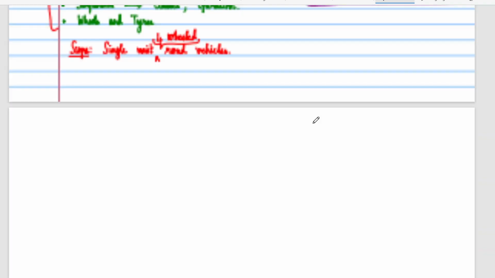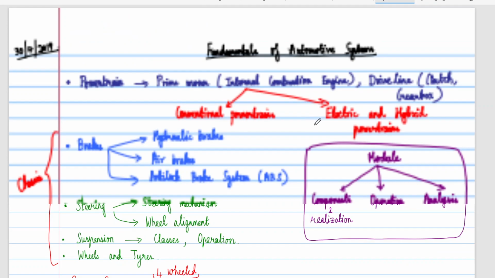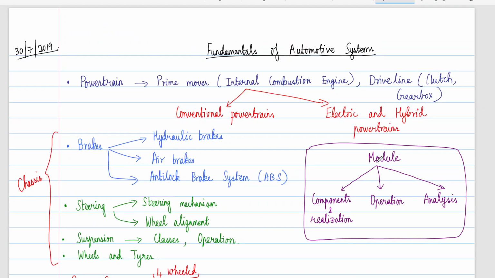So the course structure is as follows. We have a module on powertrain, brakes, steering, suspension, wheels, and tire. And the module is structured in three parts. First is components and realization, then the operating principles or operation, and some level of mathematical analysis. By and large, the questions we are asking will form in all three categories, but the numerical questions we are asking are stemming from the analysis segment. Okay.